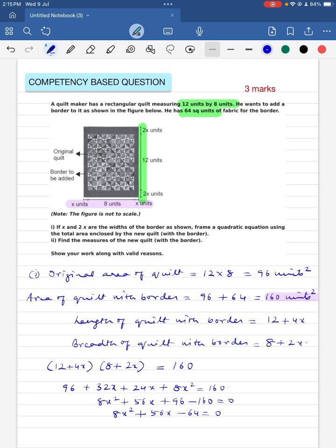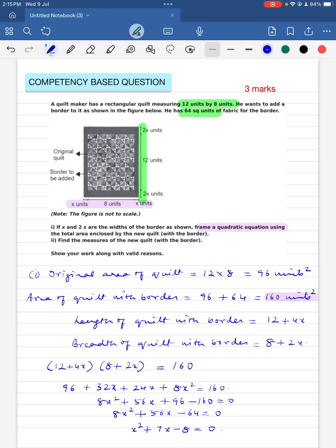All of the coefficients are divisible by 8. So let me divide throughout by 8, and I would get x squared plus 7x minus 8 is equal to 0. So now we have framed the quadratic equation. The first part they've asked you is to frame the quadratic equation. So this is your quadratic equation.